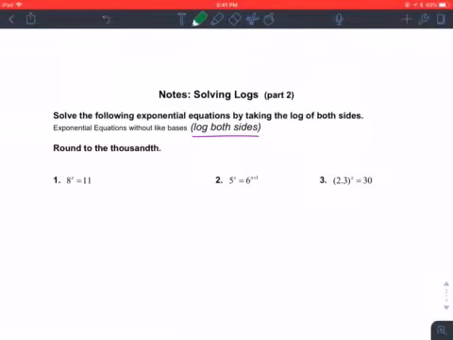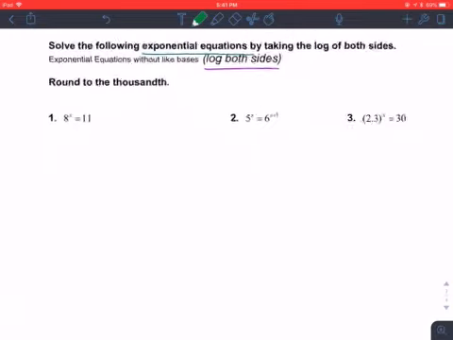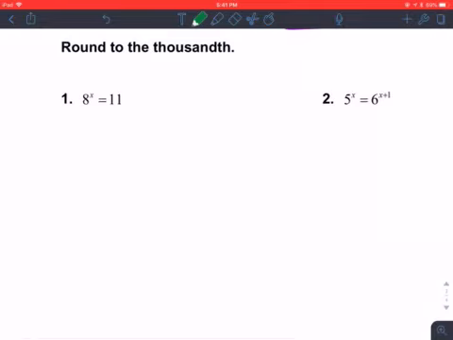For part 2 of solving logs, we're actually going to be solving exponential equations. And we've done this in the past. The only difference is we were able to rewrite our bases to be the same base.